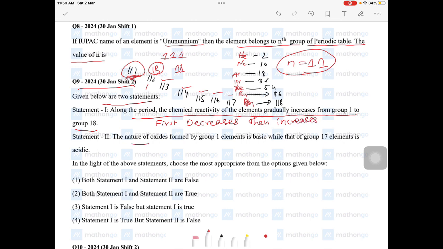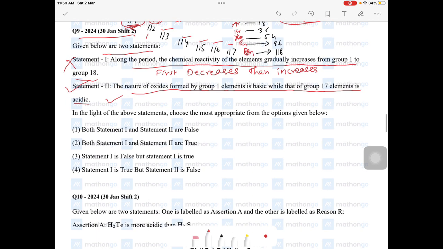Next, the nature of oxides formed by group 1 elements is basic while that of group 17 is acidic. That's correct. So statement 1 is wrong and statement 2 is correct. Statement 1 is false but statement 2 is true. Statement 1 is true but statement 2 is false. Option 4th one is correct.